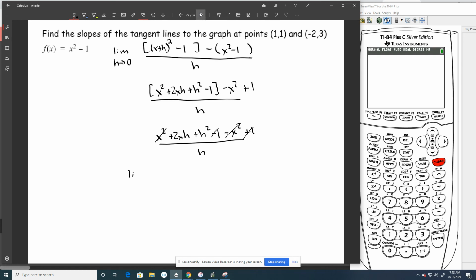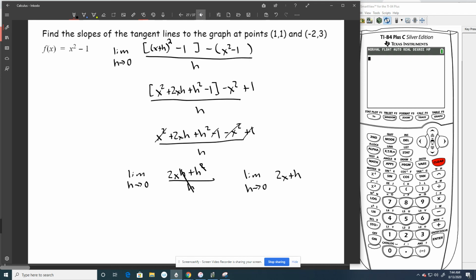So I'm left with my limit, let's not forget that that's there, of 2xh plus h squared all over h. Now I can go ahead and cancel out an h because I have an h on the bottom and an h in everything on top. So those are going to cancel, and I'm going to be left with the limit as h goes to 0 of 2x plus h. And I think that's as much as I'm going to be able to simplify it.